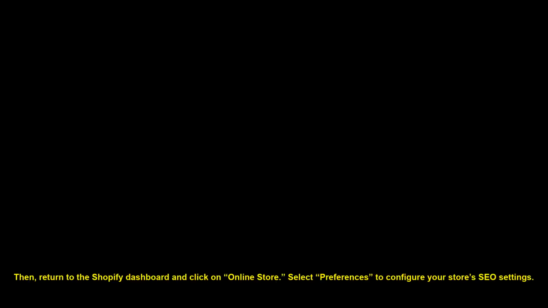Then, return to the Shopify dashboard and click on Online Store. Select Preferences to configure your store's SEO settings. Enter your store title, meta description, and social media links. Next, go to the Domains section. To buy a new domain, click on Buy a new domain and follow the prompts.